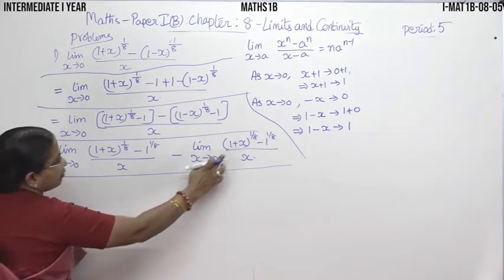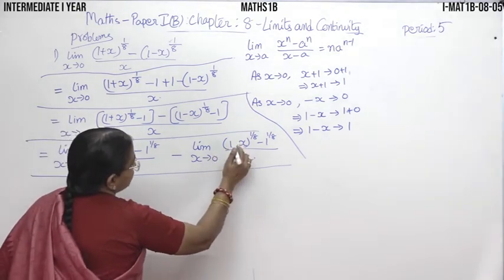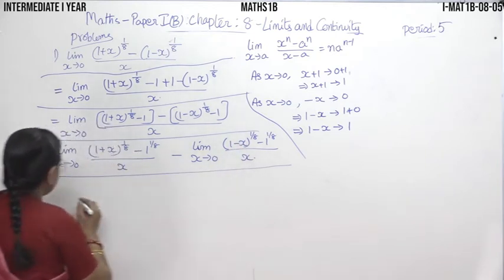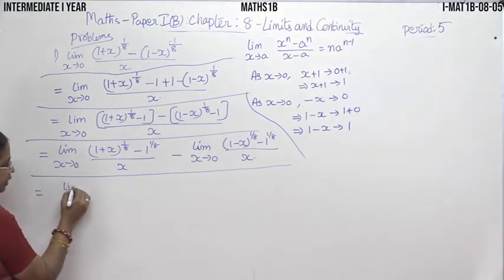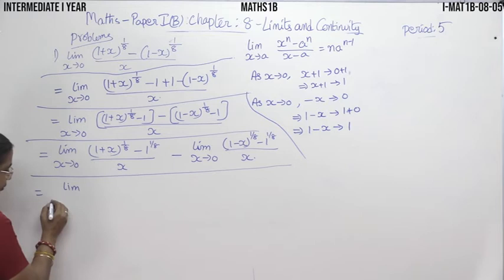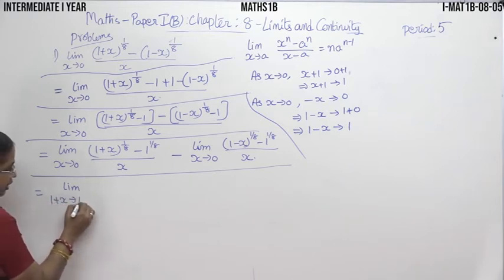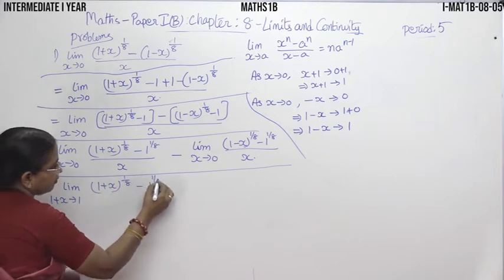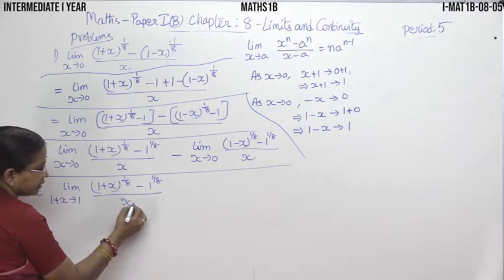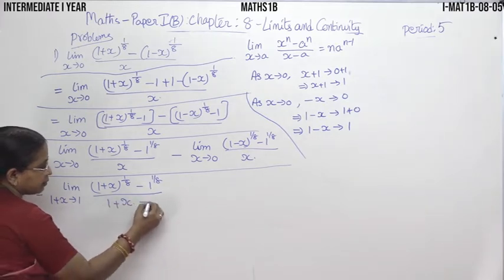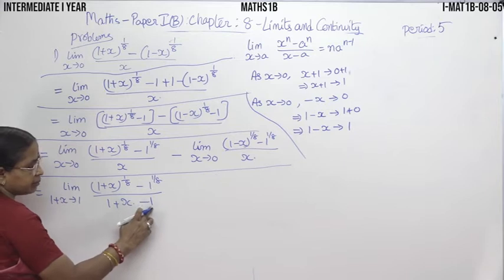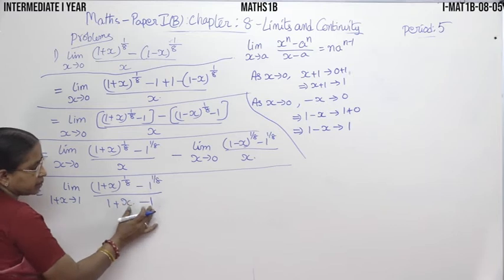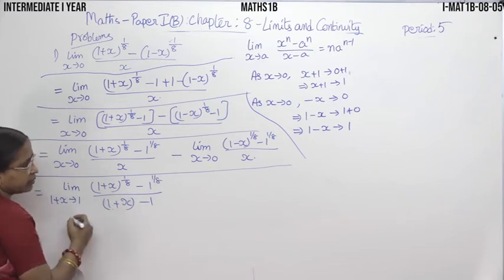Now we have 1 and this is 1 minus x. We'll bring this minus sign here, in the next step. So it is equal to limit, and here we'll change because we have 1 plus x. So as 1 plus x tends to 1, of 1 plus x whole to the power 1 by 8 minus 1 power 1 by 8 by x. For this x we'll add 1 and subtract 1, so that it is in the form x power n minus a power n by x minus a. We'll put brackets for this minus.